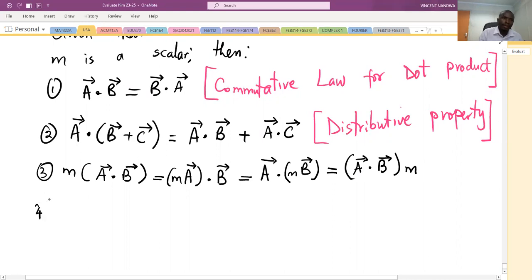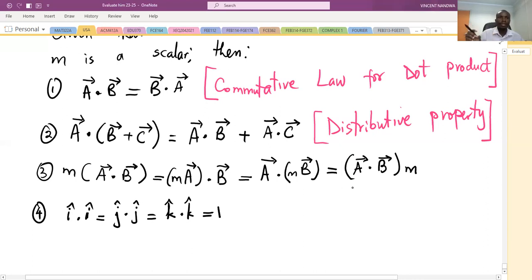And then number four, i dot i is equal to j dot j is equal to k dot k, and the answer is 1. Because remember we said the dot product of two vectors A and B is the magnitude of A times the magnitude of B, and then the cosine of the angle between A and B.